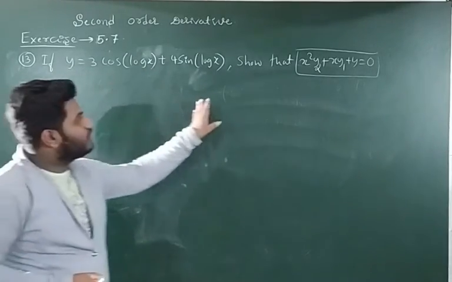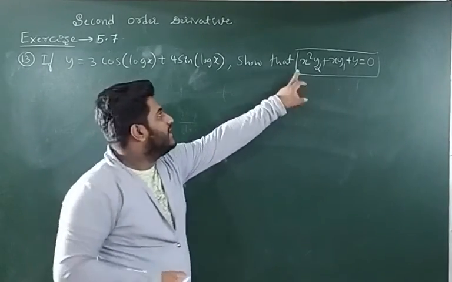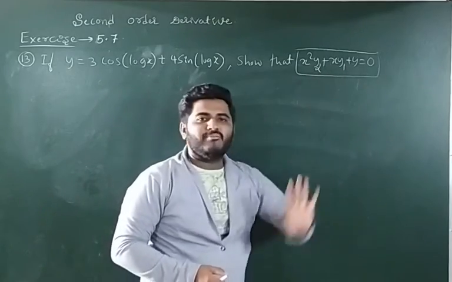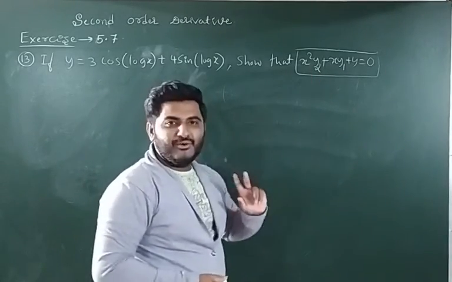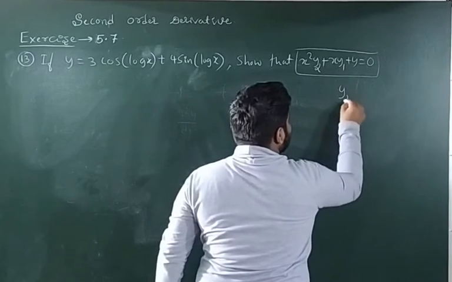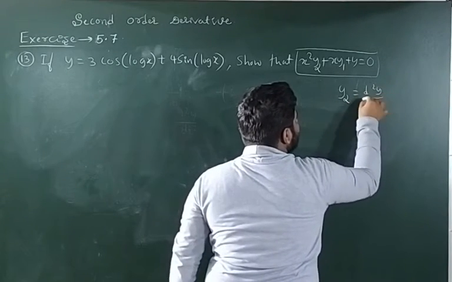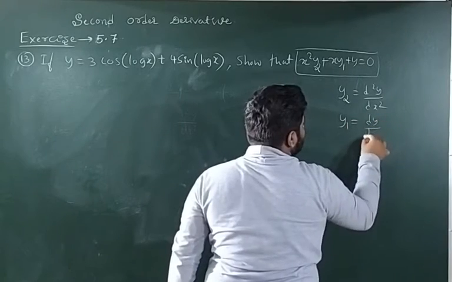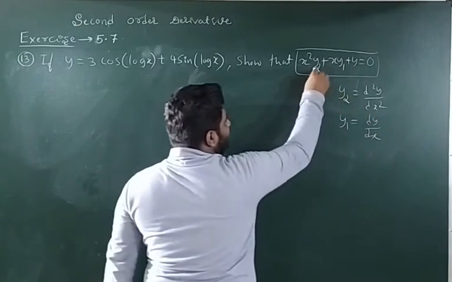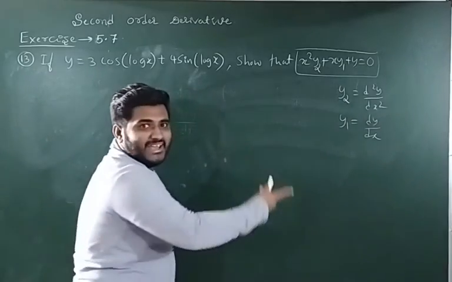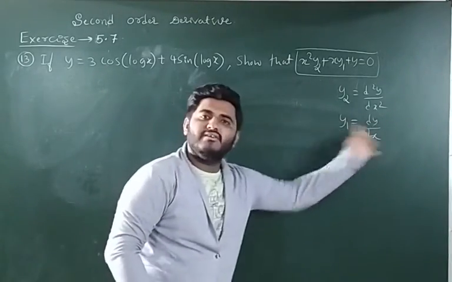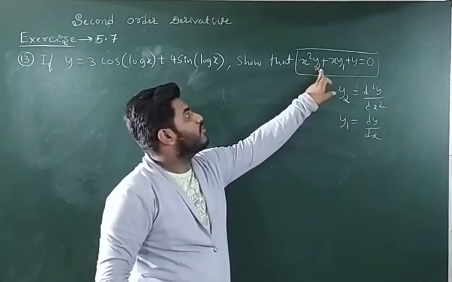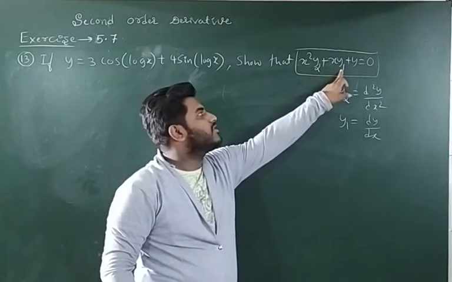So this is given. We should show that x² y2 + x y1 + y = 0. What is y2? y2 is nothing but d²y/dx² only, and y1 is nothing but dy/dx only. Remember this: y2 means d²y/dx², the second order derivative, and y1 means the first order derivative. So we have to find out the second order derivative and the first order derivative.